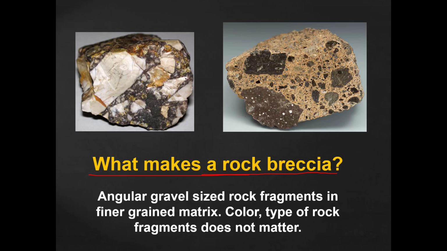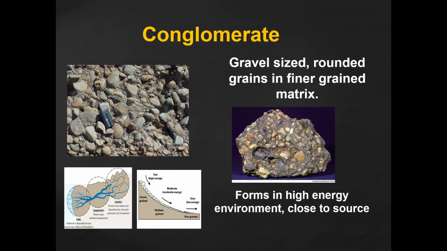If you think about it just a little bit, you realize that it's angular gravel-sized rock fragments in a finer grain matrix. Now, does it matter what the color of the rock is, or what kind of rock fragments are in it? To define the breccia itself, you do not need to know the type of rocks in there and the color. The only thing which makes a breccia is that it has angular, gravel-sized rock fragments, and the matrix is finer grained. So the next type of rock you will have to know is the conglomerate.